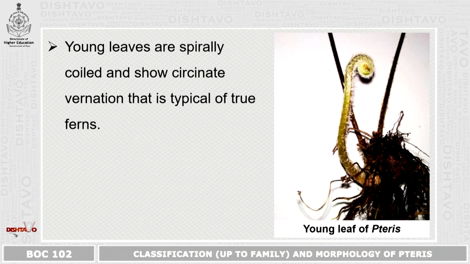Young leaves of Pteris are spirally coiled and show circinate venation, that is typical of true ferns. Here you can see this is a young leaf of Pteris showing circinate vernation. Circinate vernation means the leaves are coiled. This type of vernation is called circinate vernation.